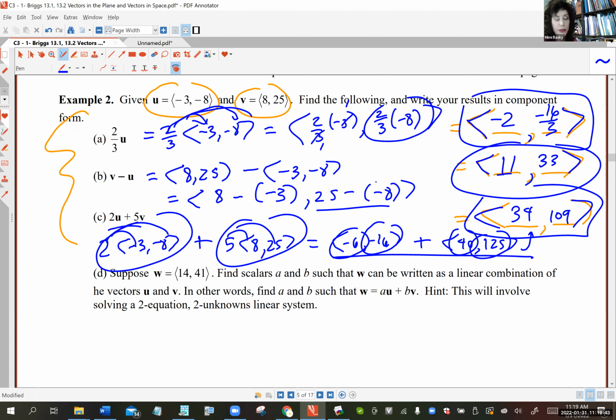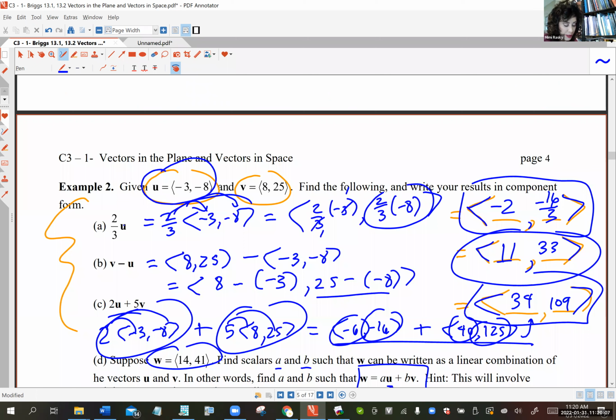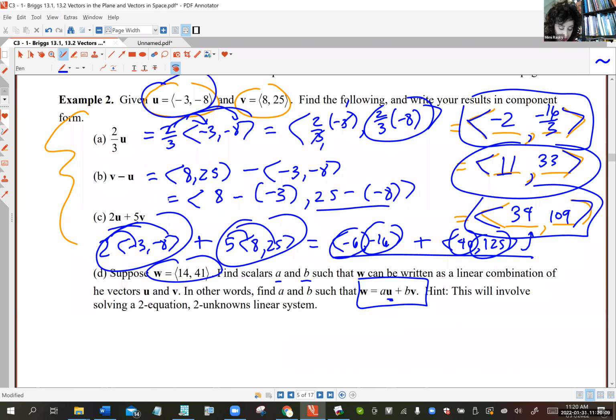What are we doing? You're taking a given vector and you're trying to rewrite it as a linear combination of a couple of other vectors. Well, what the heck does that mean? It means you're trying to find a couple of scalars, A and B, such that W can be written as A, some weird number, times that first vector U, which was given to us, plus some weird number B multiplied by the vector V, which is also given to us.